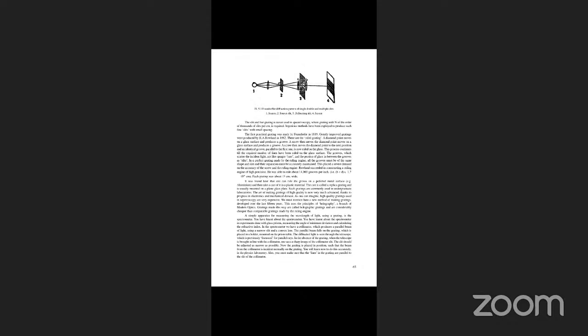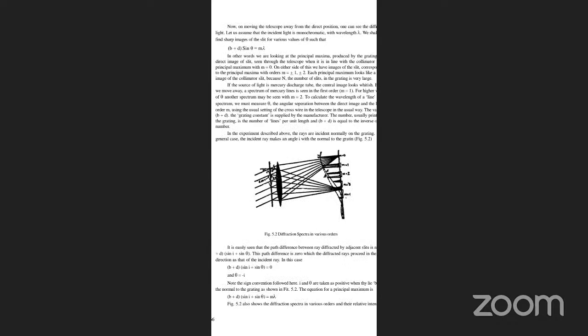The diffracted light is seen through the telescope, which is previously focused for parallel rays in the absence of the grating. You must make sure that the lines in the grating are parallel to the slit of the collimator. Now, on moving the telescope away from the direct position, one can see the diffraction spectra in various orders.